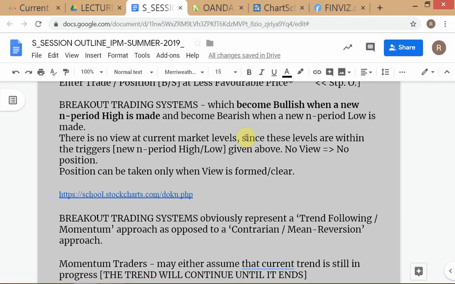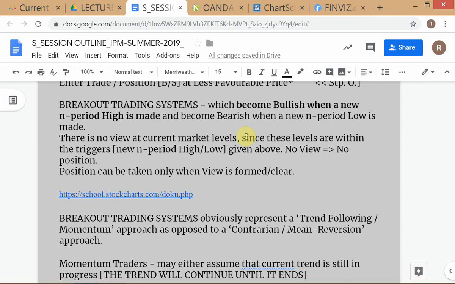That's why you notice my definition of a breakout system is a system which becomes bullish when a new N period high is made, and it becomes bearish when a new N period low is made. Now this is the general statement, and then the Donchian system is a specific case of a breakout system. Here N is equal to 4 and period is equal to week. Period could have also been 4 hours, 1 hour, or 5 minutes. There's nothing stopping you from making it a 5 minute period.